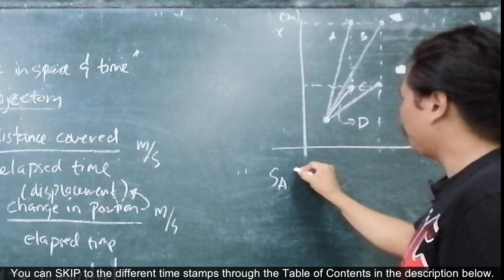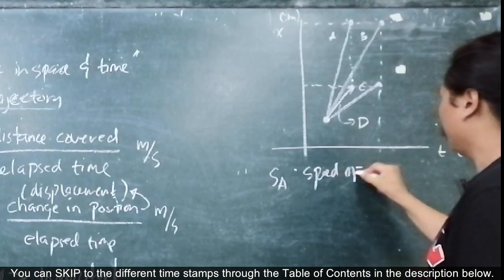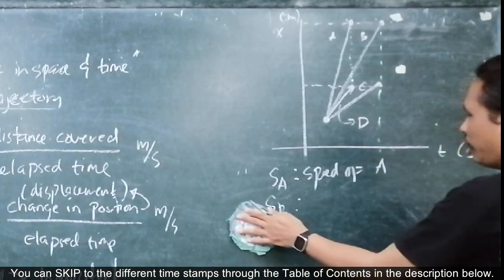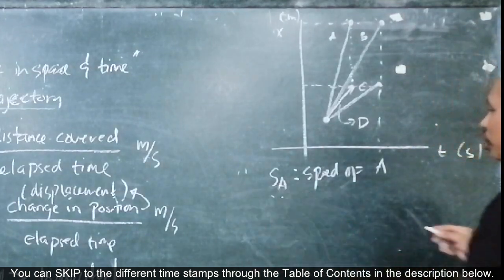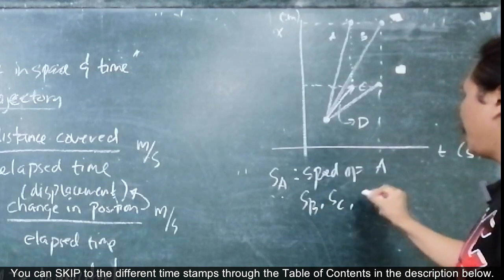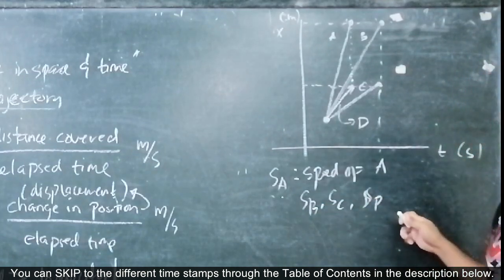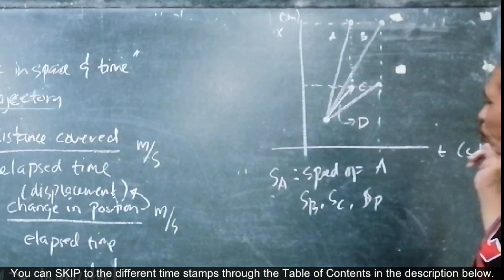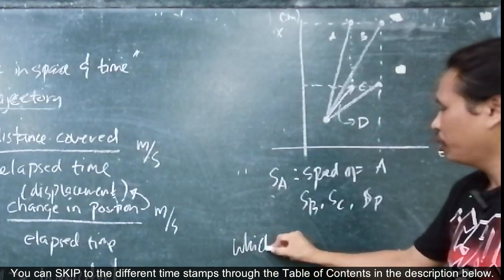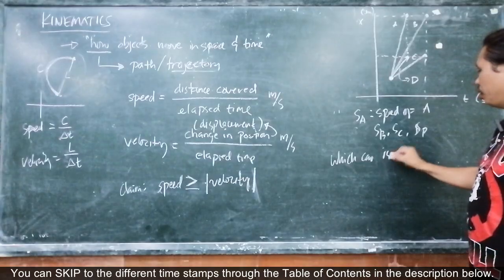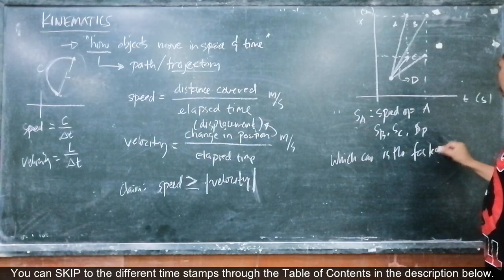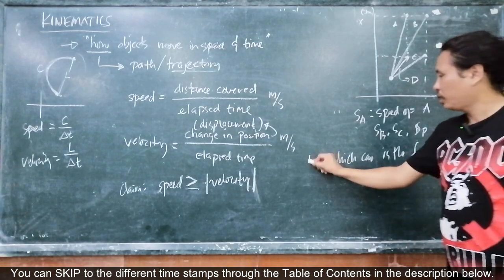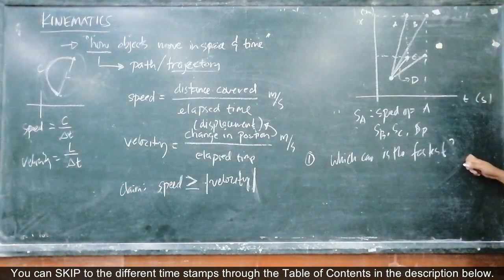Let's call this S. SA is the speed of car A, and SB will be the speed of car B, and so on. So you have now SB, SC, and SD, the corresponding speeds of the other three cars. Now, which is the fastest? Which car is the fastest?